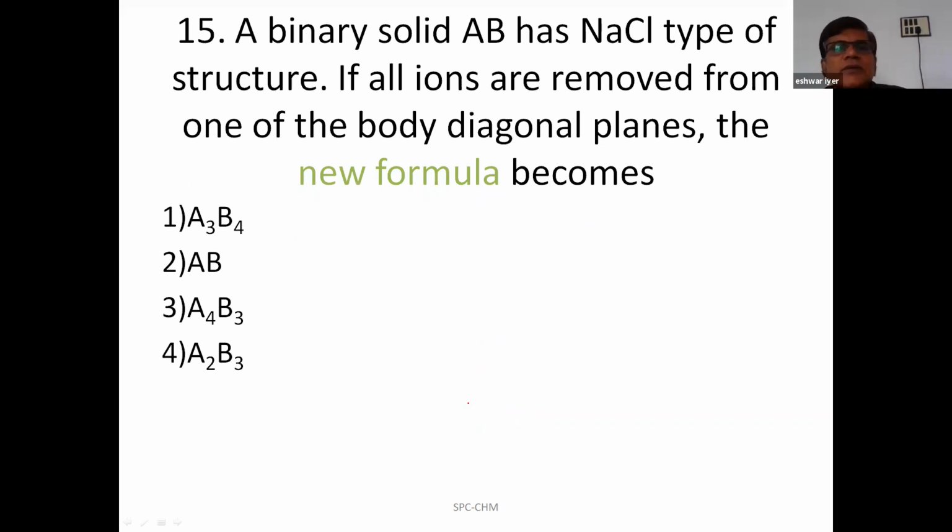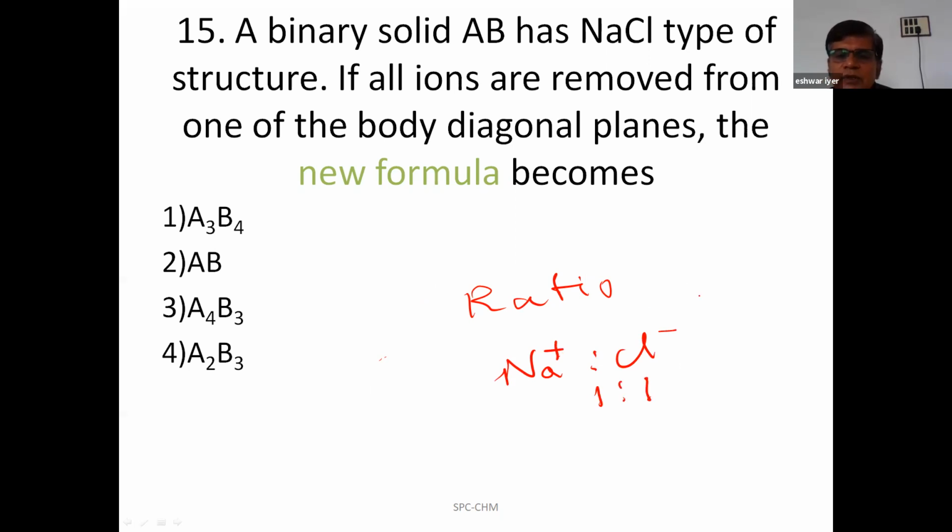A binary solid AB has NaCl type of structure. If all ions are removed from one of the body diagonal planes, what does the new formula become? Look at this idea. The formula of the compound depends on the ratio of atoms. In NaCl, the ratio of Na plus to Cl minus is 1:1. And the compound AB given in the question also has a ratio of 1:1.